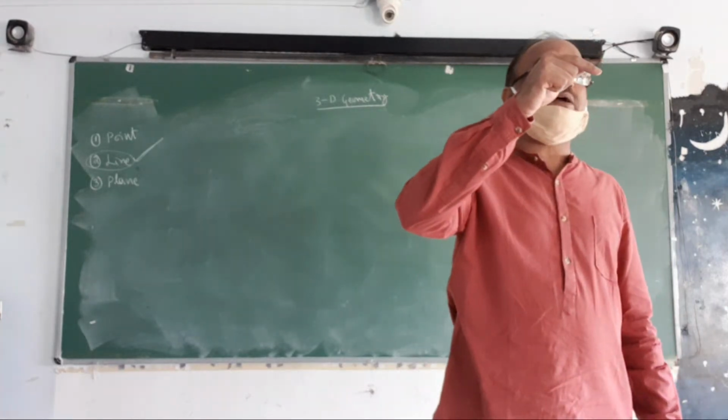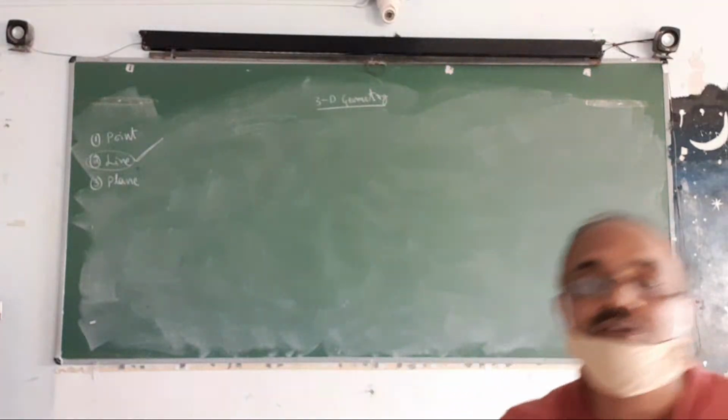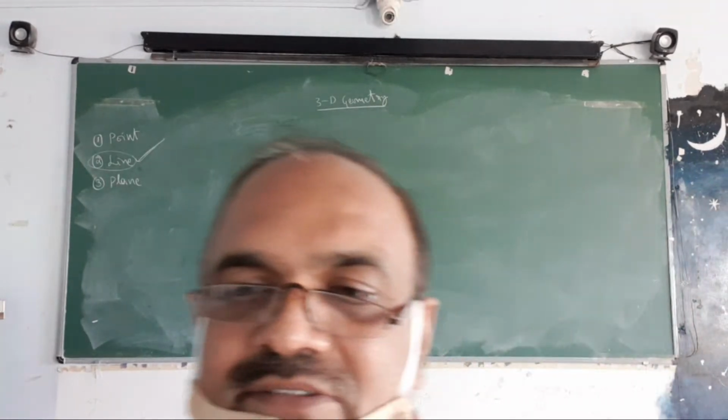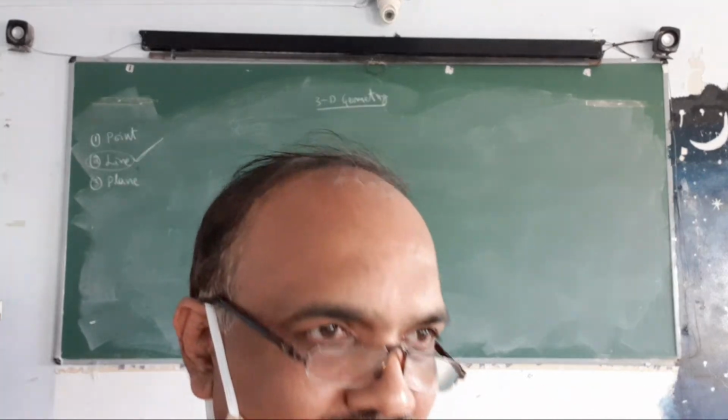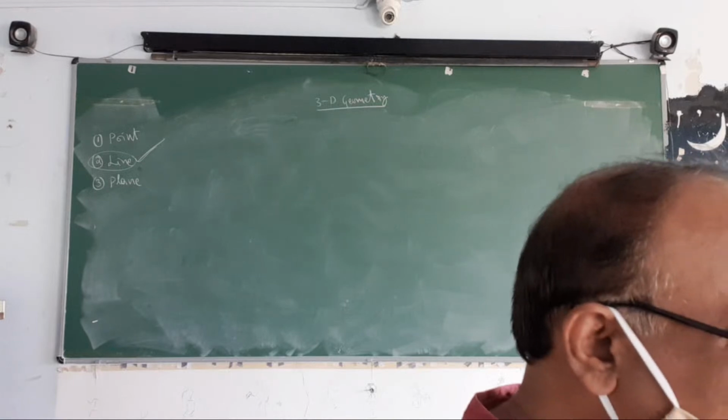If I consider one point, how many lines can I draw? Look at this point. Look at here, there is a point. Joining this, many lines you can draw. Now you can see this as one line, this as one line, this as one line. So all the lines are going through that point. Yes or no?